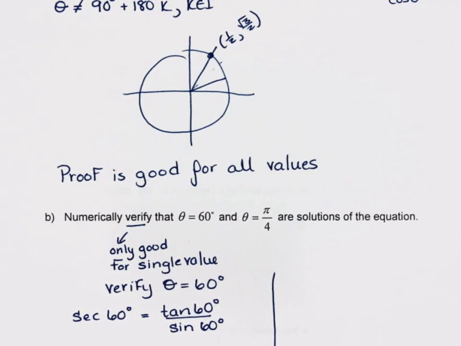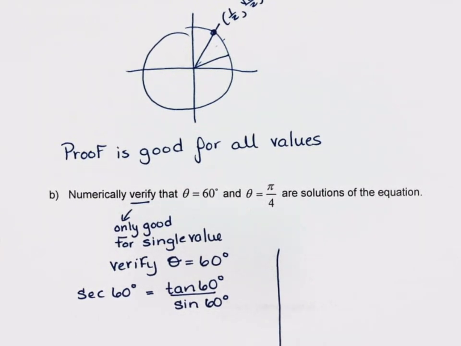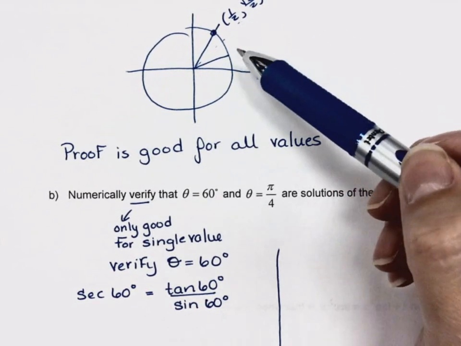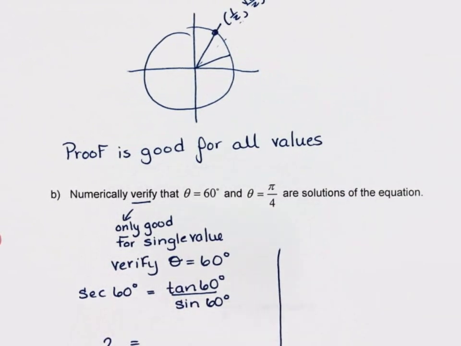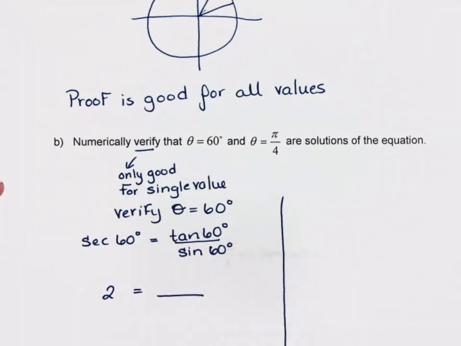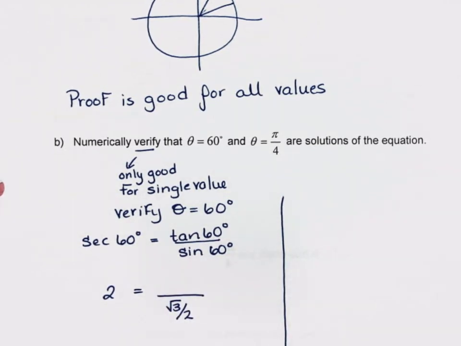All right, so if we know that for 60, we can do a lot of things with that information. We know the value of secant 60. Secant is the reciprocal function of cos. So that means we're taking the cos value and we're just flipping it upside down. So that's going to be 2. Sine of 60, you guys know, is the y value. So that's going to be root 3 over 2.